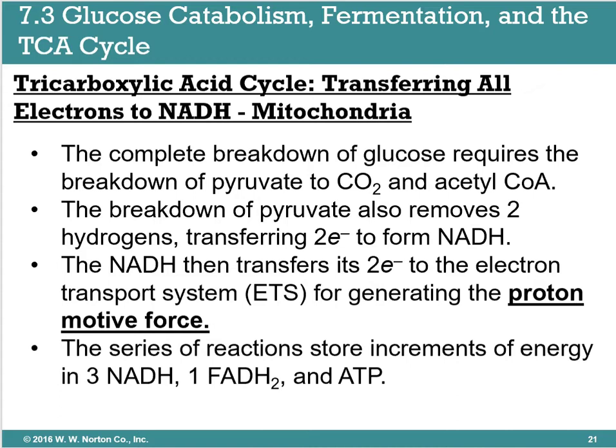Then a plethora of steps happen. I'm going to show you a very simplified version that I just want you to know in terms of E. coli in a few slides. But just know that after the series of reactions, what you ultimately yield is NADH and FADH2. FADH2 is important, but I really want you to know the NADH and ATP. In a few slides, I'm going to show you the big picture of the TCA cycle.